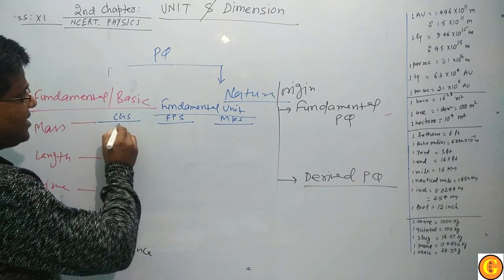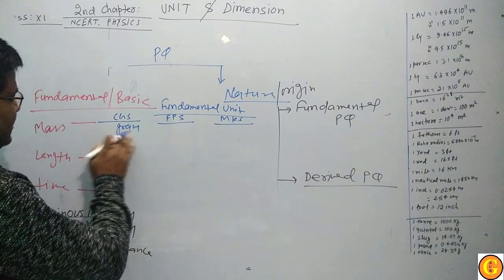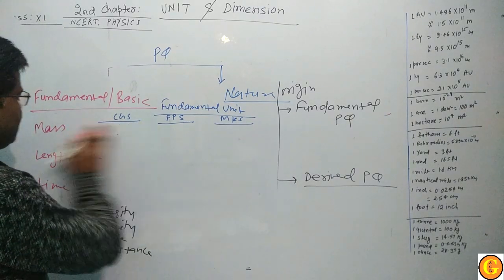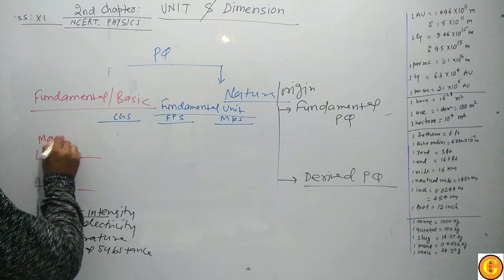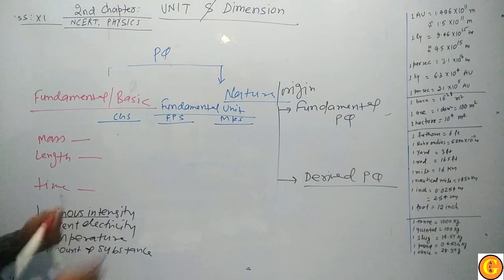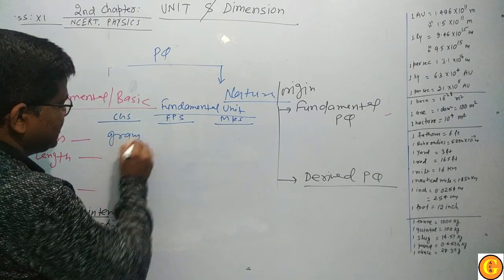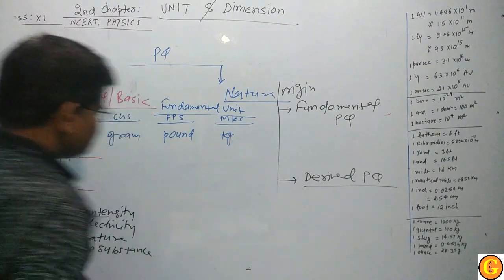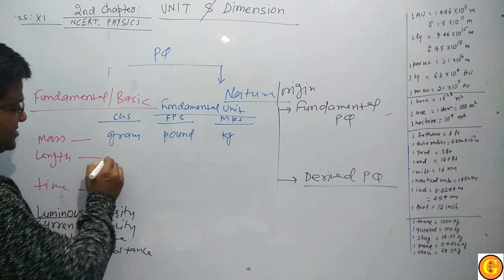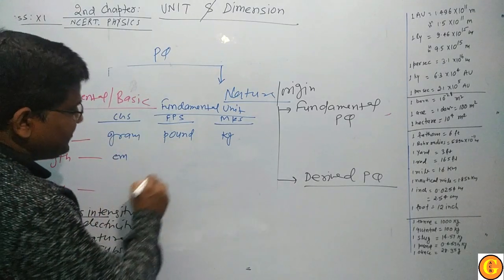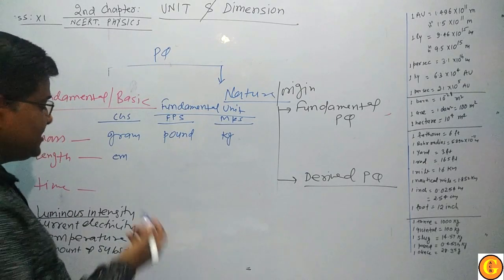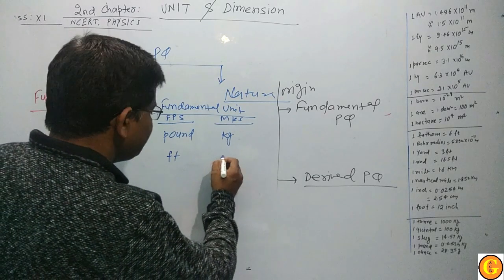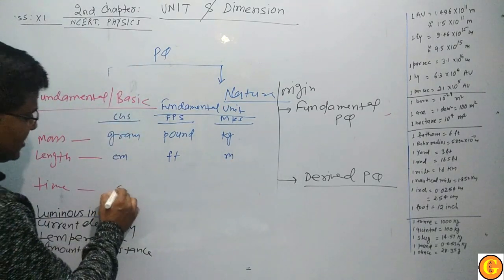Mass in the CGS system is represented in gram, in FPS it is pound, and in MKS it is kilogram. Length in CGS is centimeter, in FPS it is foot, and in MKS it is meter. And time is second in all of them.